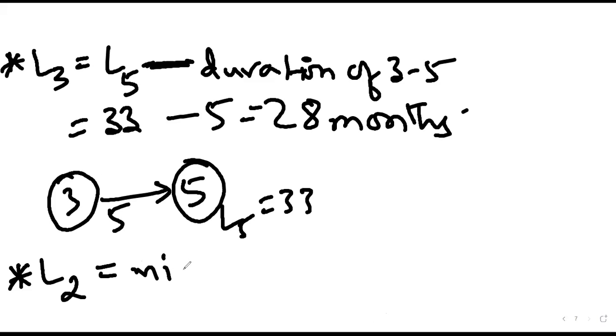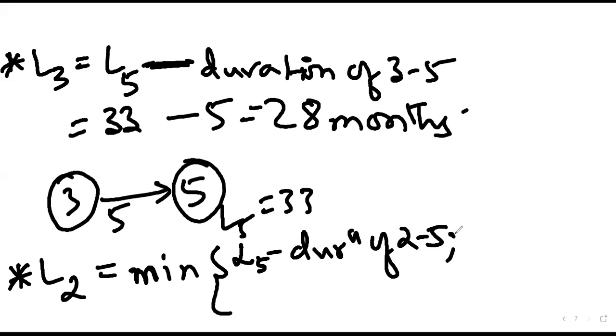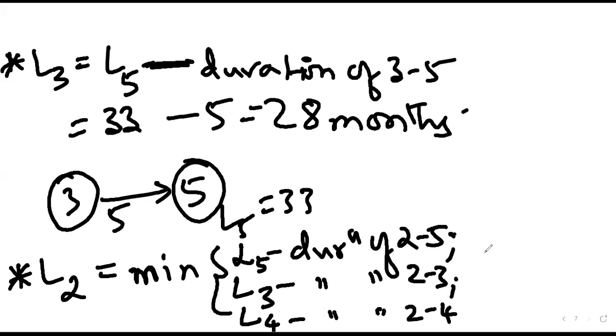So what will be the equation here? L2 equation: L5 minus duration of 2 dash 5. Next, L3 minus duration of 2 to 3. And L4 minus duration of 2 to 4. Correct. So after simplifying, what is the answer?